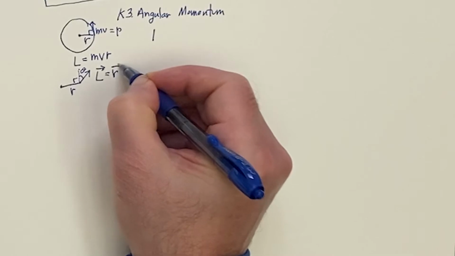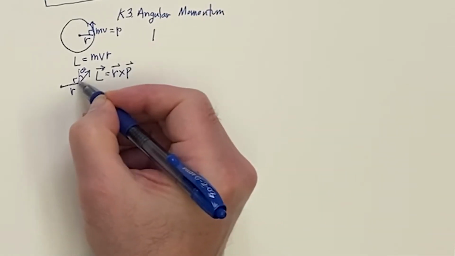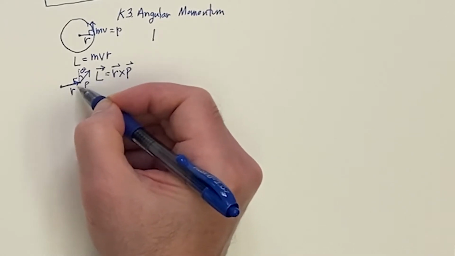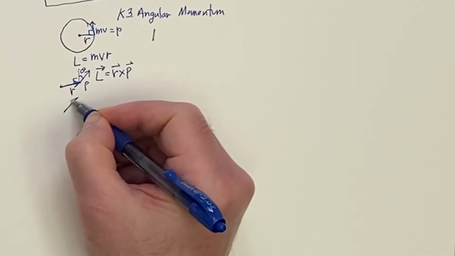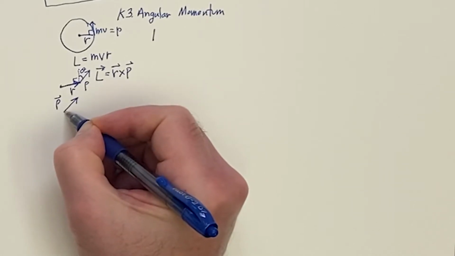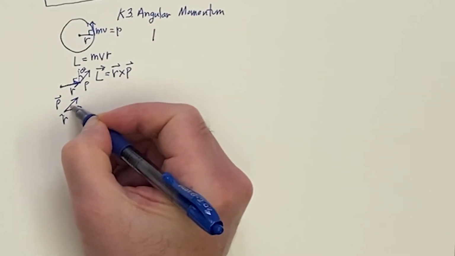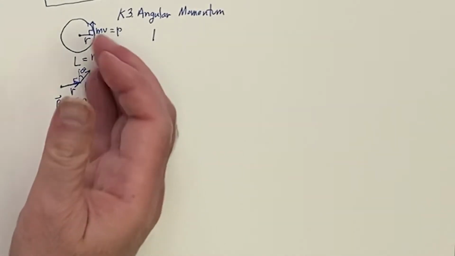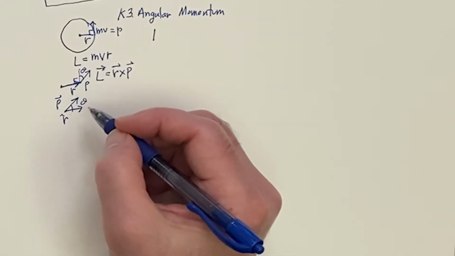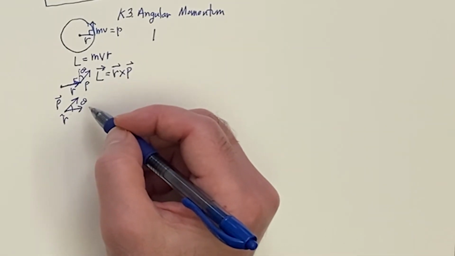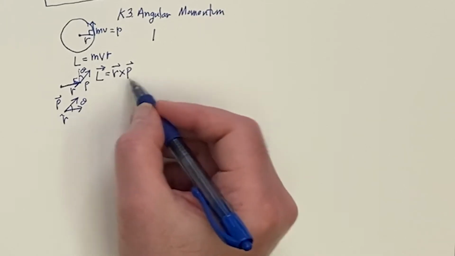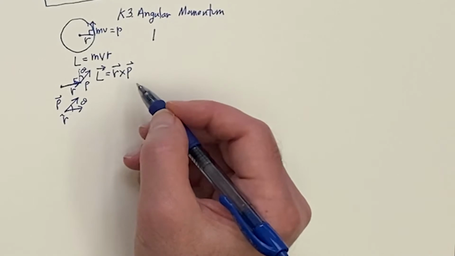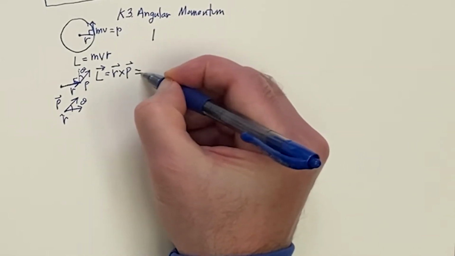This is an r cross p. So here's your r vector, and if that's your momentum vector going this way, here is the r vector, and there's your angle. So if you take r cross p, your thumb will come up out of the page, and they'll have a direction associated based on the cross product. So this is the definition of angular momentum, and we would like to figure it out.